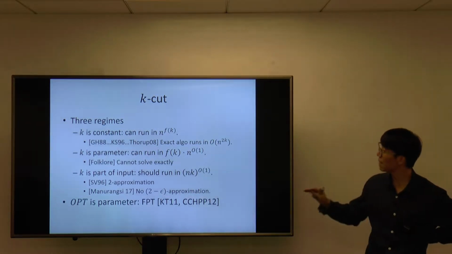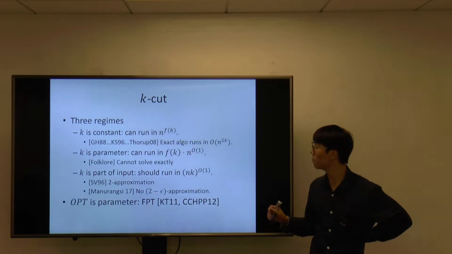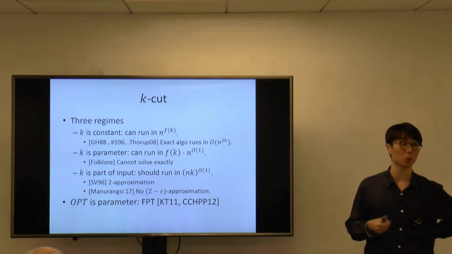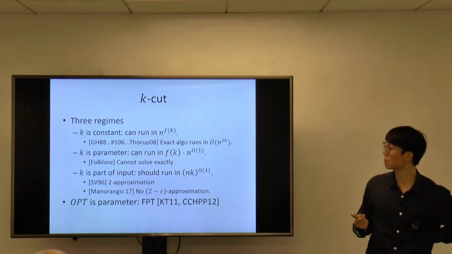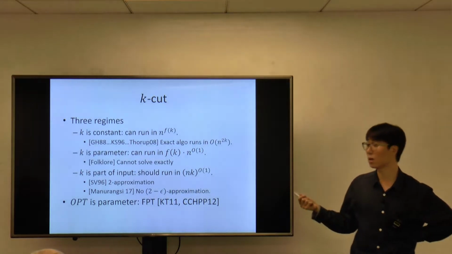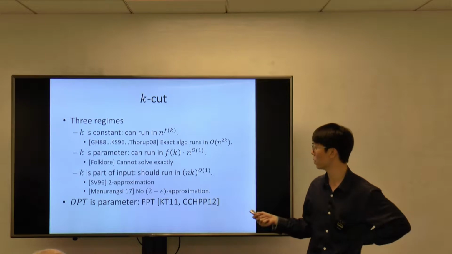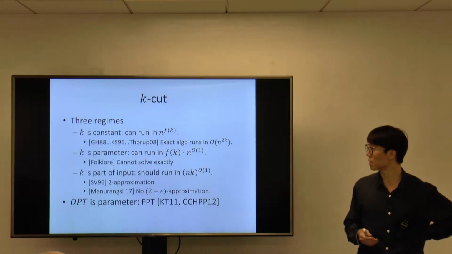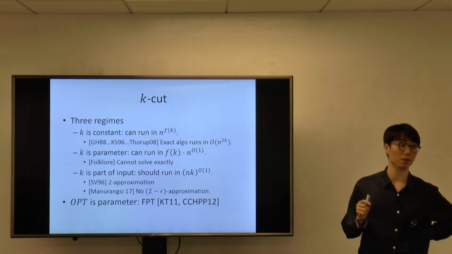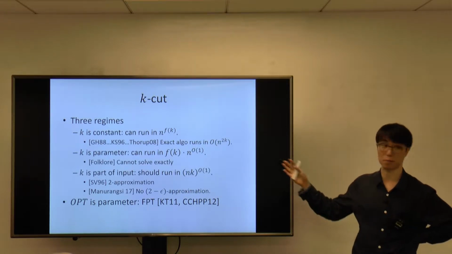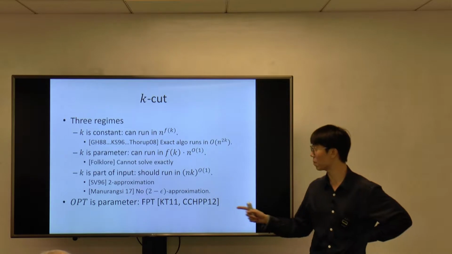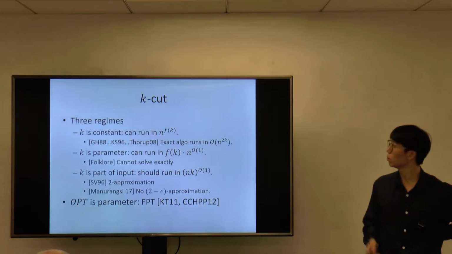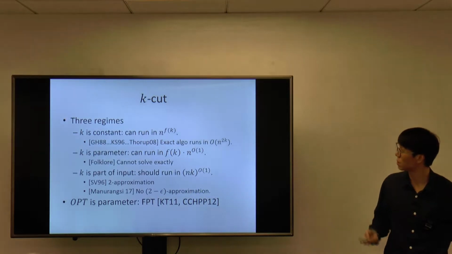And then it's a slightly different regime. If we let opt be the number of edges in the optimal solution, and you want to parameterize this by opt instead of k, then it was known that we can do it in FPT time, in a sense that there is an algorithm that runs in time 2 to the opt squared times a polynomial factor, and solves this problem exactly. And this was first done by Kawarabayashi and Thorup in 2011. So this is the problem, and these are previous results.